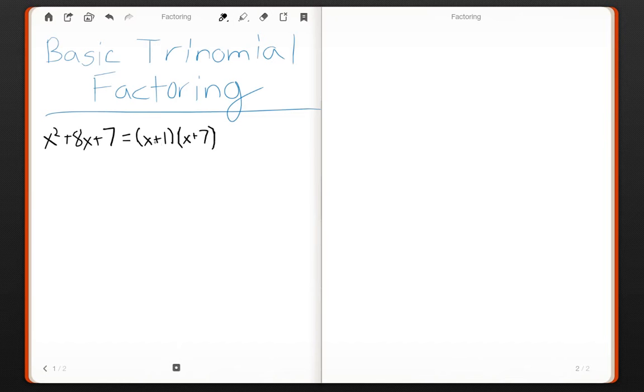And if you look at it, we see that when we would expand this, this is indeed x squared plus 7x plus x plus 7, which would be x squared plus 8x plus 7.